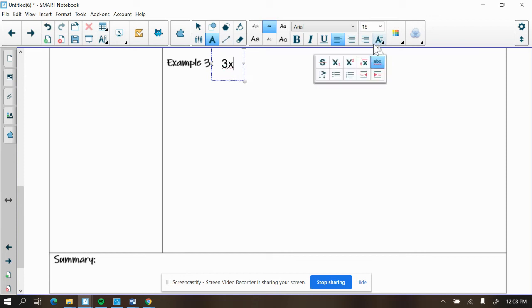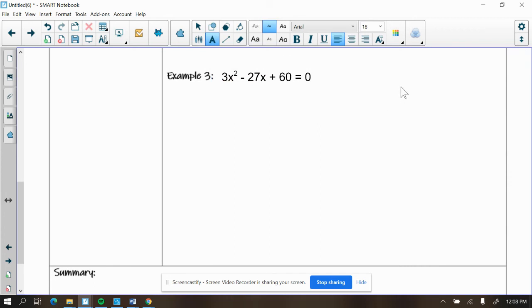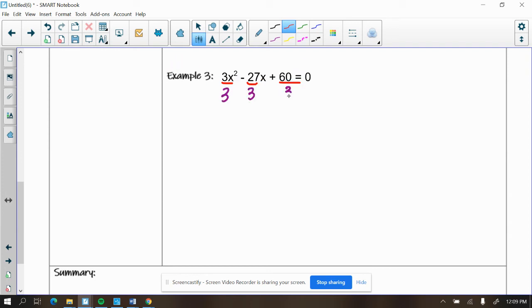3x squared minus 27x plus 60 equals 0. So right away I see, okay, these numbers are a little bit bigger. Our first thing we want to do is always check to see, is there something I can divide these numbers by? Okay, and there is. I can divide them by 3. So that goes on the outside.